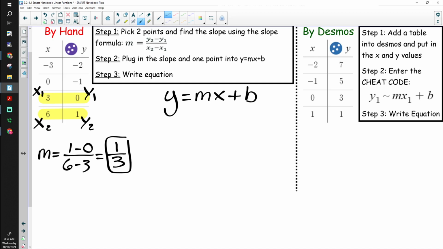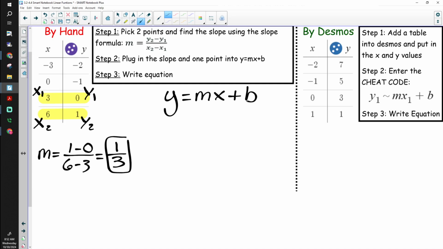So 0 is going to plug in for which of these variables? This is my x, so it's going to go in for x. -1 is my y, so that's going to go in instead of y. I know m is 1/3, so I'm going to plug 1/3 into m. What's the only thing we can't plug something into right now? B. But if we plug everything in except b, then we can figure out what b is.